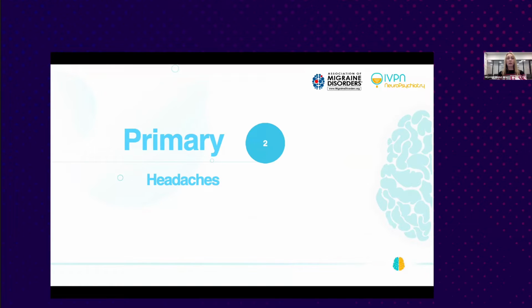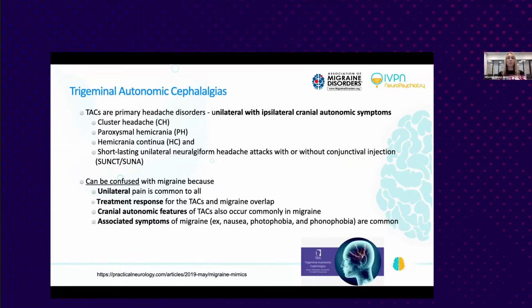Let's move on to primary headaches. The most common ones, most commonly confused with migraines, are actually trigeminal autonomic cephalalgias or attacks. Why? Because they're unilateral with ipsilateral cranial autonomic features. They also sometimes have a similar treatment response, and that's how they overlap with migraine. And of course, they have autonomic features as well as migraine, and also associated symptoms such as nausea, phonophobia, and photophobia.